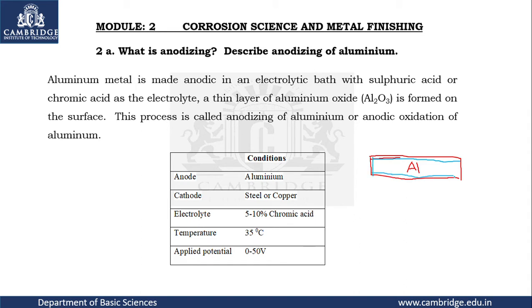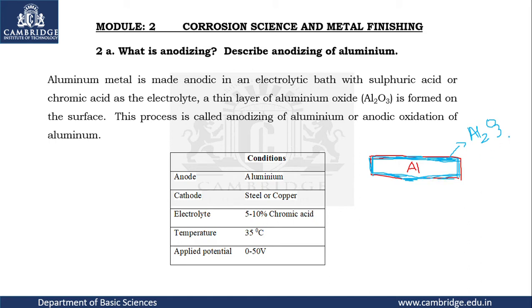The top layer of the metal can be converted into a metal oxide. I'll just write it as Al2. Metal oxide means Al2O3, by supplying electrons from the external source. So the top layer is completely converted into aluminium oxide, but the inner layer remains as aluminium. Only the topmost layer is the metal oxide, the rest will be aluminium only.